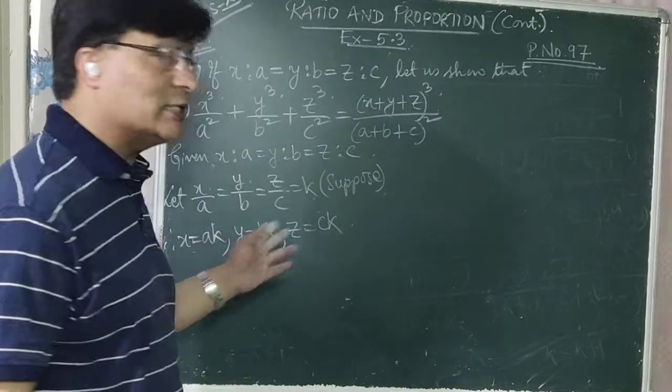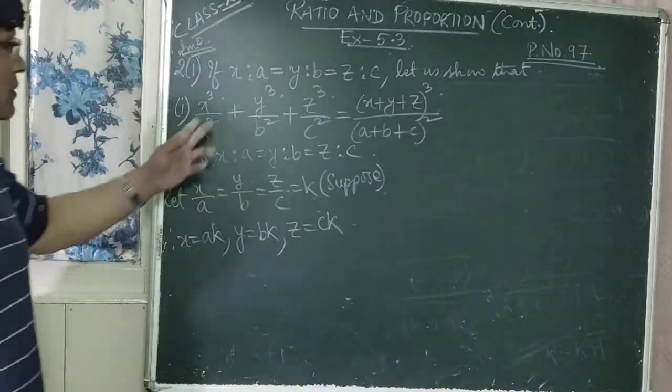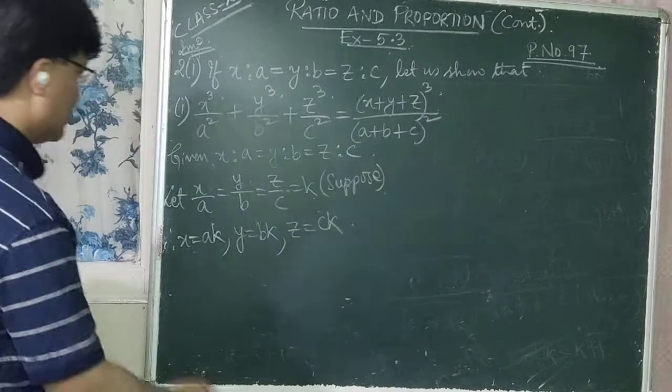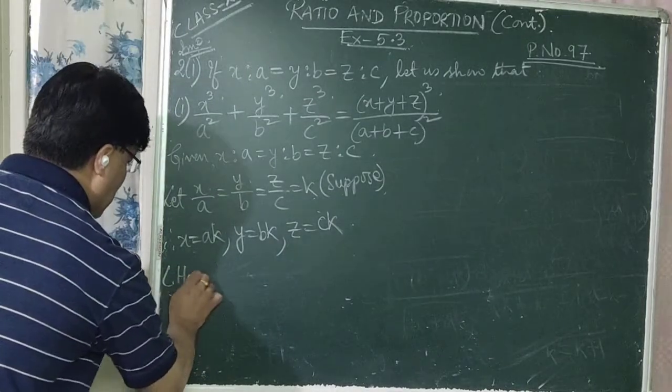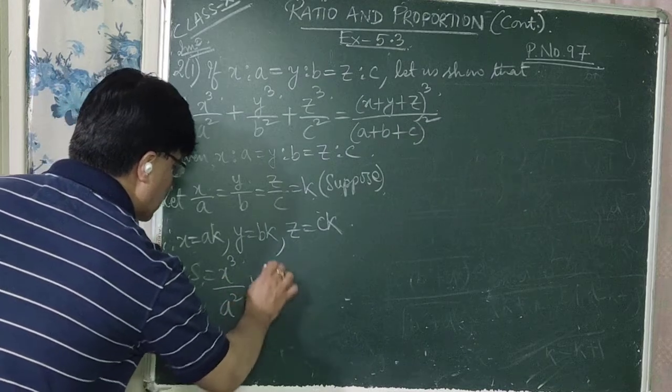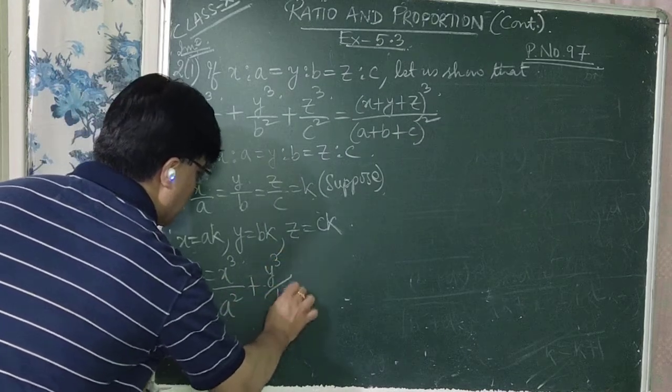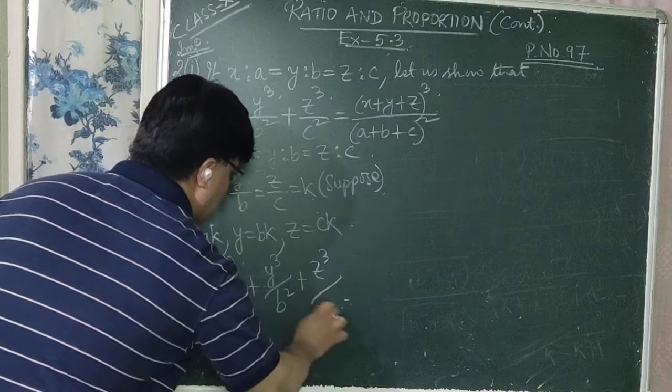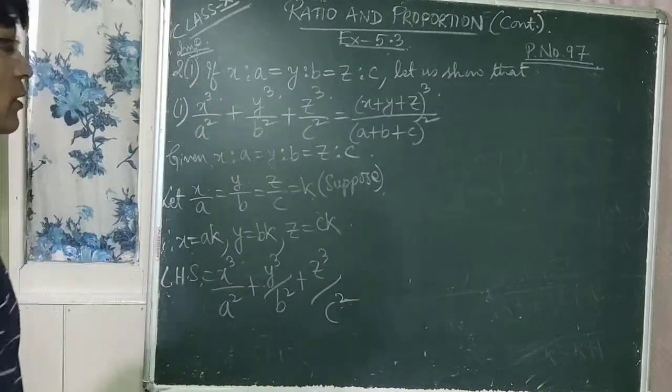So let us use this value x, y, z to prove this LHS is equal to RHS. Now write down LHS. So LHS is equal to x cube by a square plus y cube by b square plus z cube by c square. Okay?